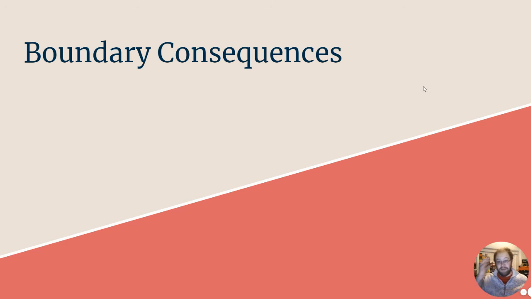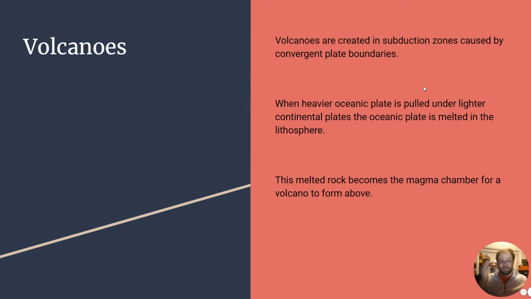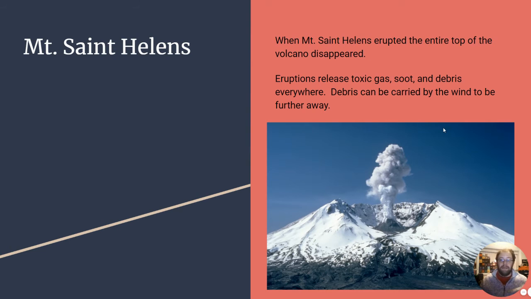So what are the consequences of boundary movements? Well, there are volcanoes, which are created in subduction zones, and when heavier oceanic plates get pulled under the lighter ones, it gets melted and becomes a volcano. An example of what could possibly happen for a volcano, Mount St. Helens, which is in Washington, erupted and the entire top of the volcano disappeared, right? So this whole section used to be volcano, and now it's down to just this, right?